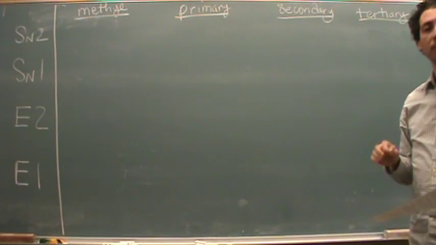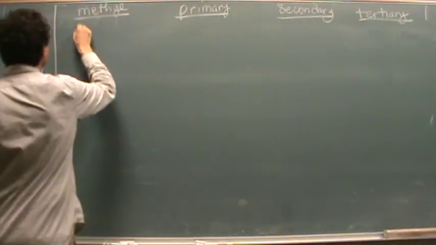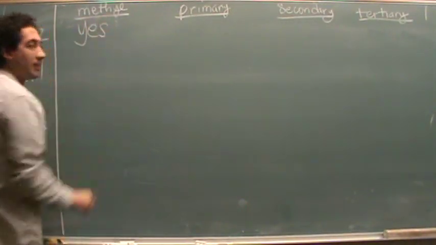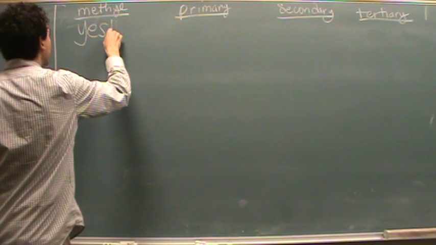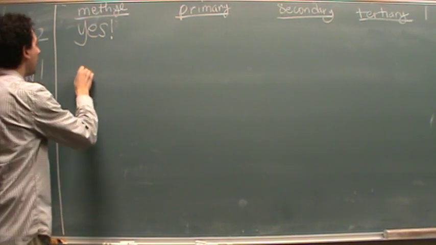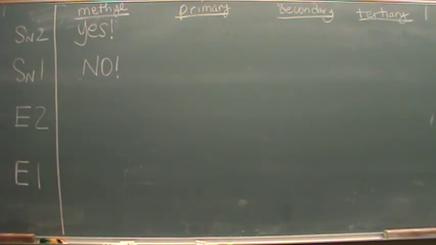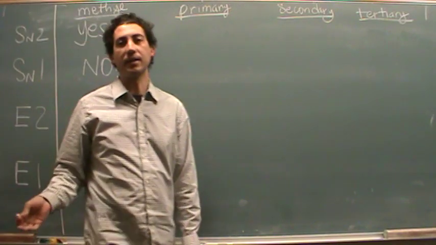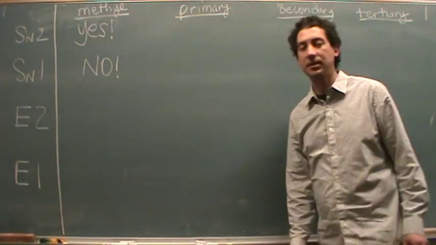Okay, let's start with a methyl. The methyl is usually the easiest. Will an SN2 happen with a methyl? Yes, definitely, it can happen with a methyl. I'll even put an exclamation point there. Can an SN1 happen? No, with an exclamation point. The reason for the big no is we can't have a methyl that is a carbocation, because the first step is losing the leaving group. So that's not going to happen.